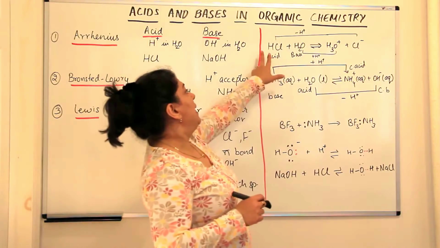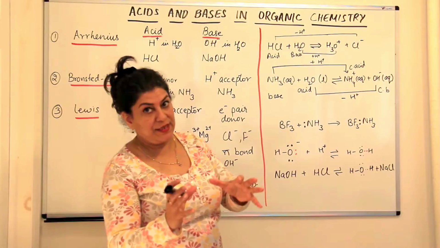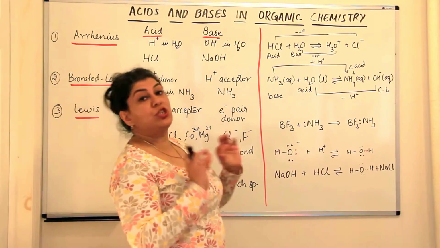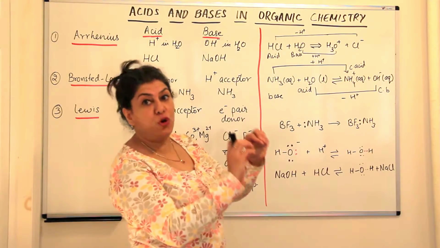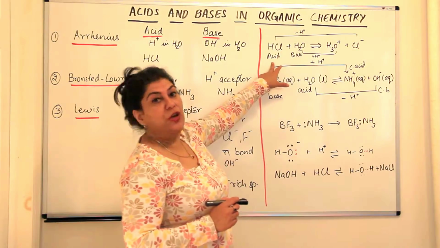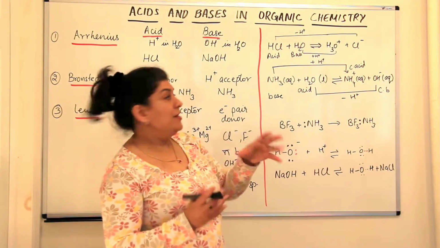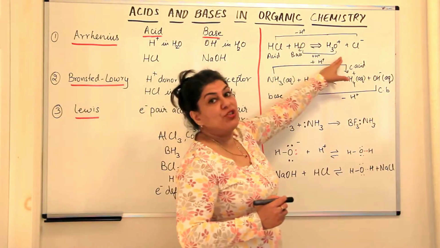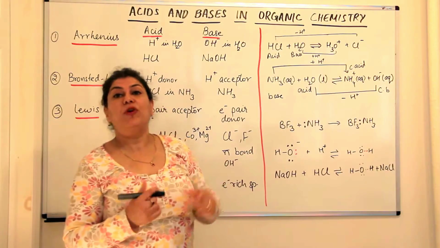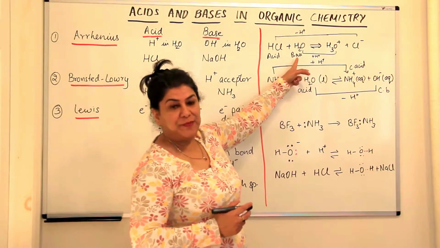Do you notice? HCl broke down into H positive and Cl negative. It means it was a source of H positive, a proton donor. So the proton donor, according to the Lowry-Bronsted definition, would be an acid. And the proton acceptor is water. So H2O becomes H3O positive. It accepts that proton and therefore, according to Bronsted-Lowry, this is acting as a base.